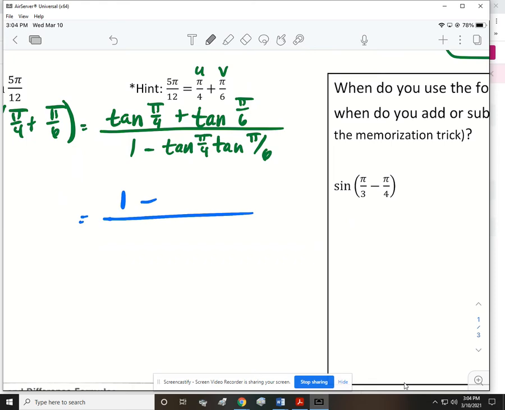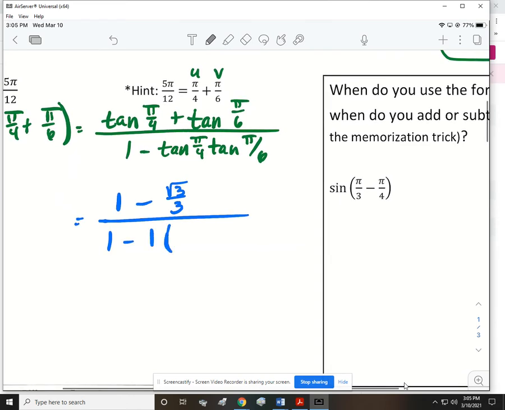All right. And then for pi over 6, we're going to use the pi over 6 finger. We're going to do the square root of the bottom over the square root of top, which would be 1 over the square root of 3, or the square root of 3 over 3. All right, and then in the denominator, same thing. We already found that the tangent of pi over 4 is 1, and the tangent of pi over 6 is the square root of 3 over 3.